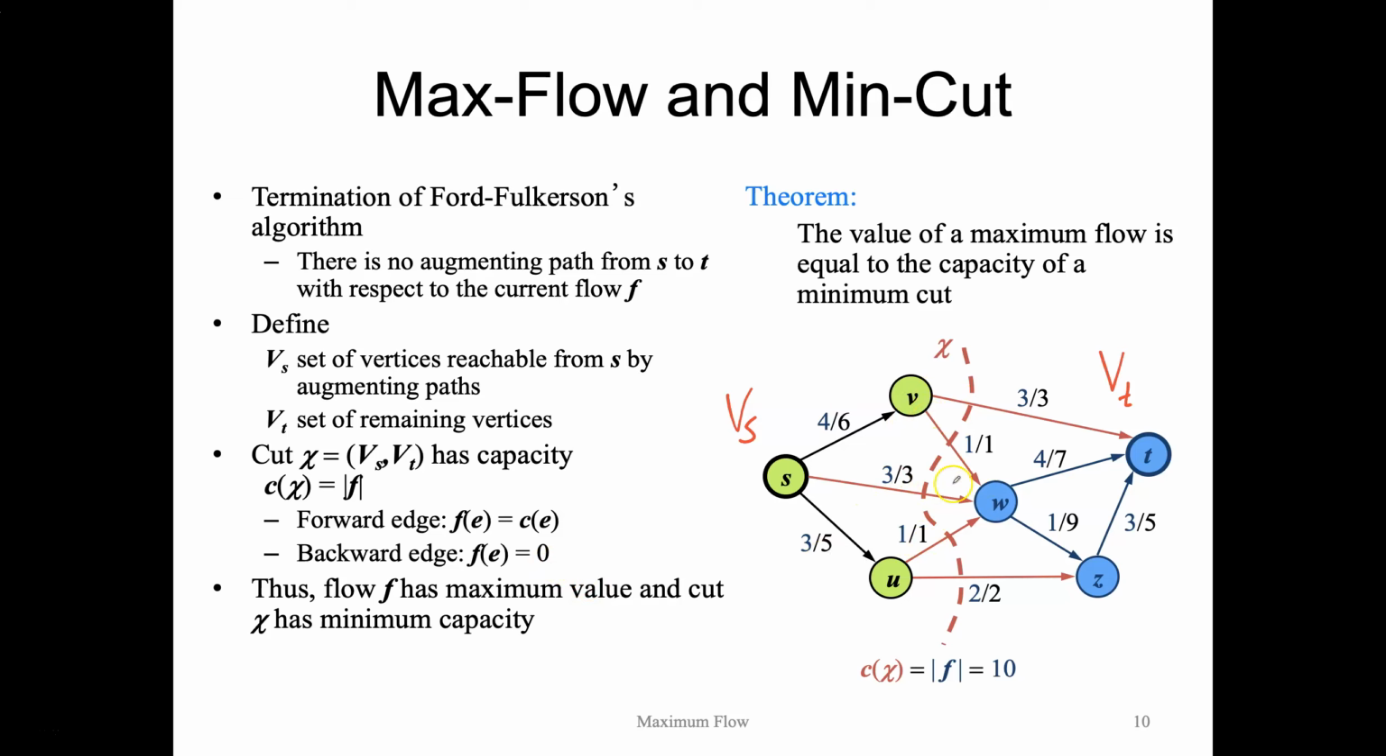Any edge which goes from the set Vs to Vt, we've already effectively maxed out, so there is no augmenting path from these vertices to any other vertex from Vt. So this means that the flow f has maximum value and the cut has minimum capacity, giving us that the maximum flow is equal to the capacity of a minimum cut. Alright, so you'll see in the next video an example of Ford-Fulkerson's algorithm.